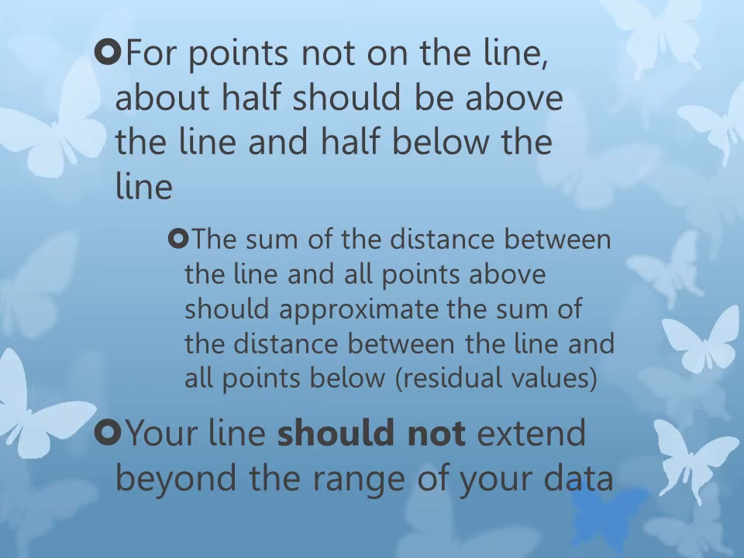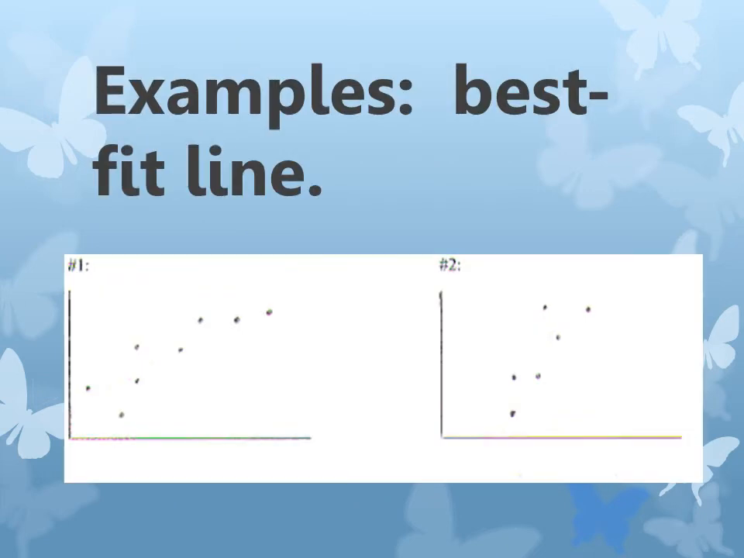For points that are not on the line, you should go about halfway above the line or halfway below the line. The sum of the distance between the line and all the points above should be approximately the sum of the distance between the line and all the points below. Your line should not extend beyond the range of your data. So you shouldn't extend your line past the data.